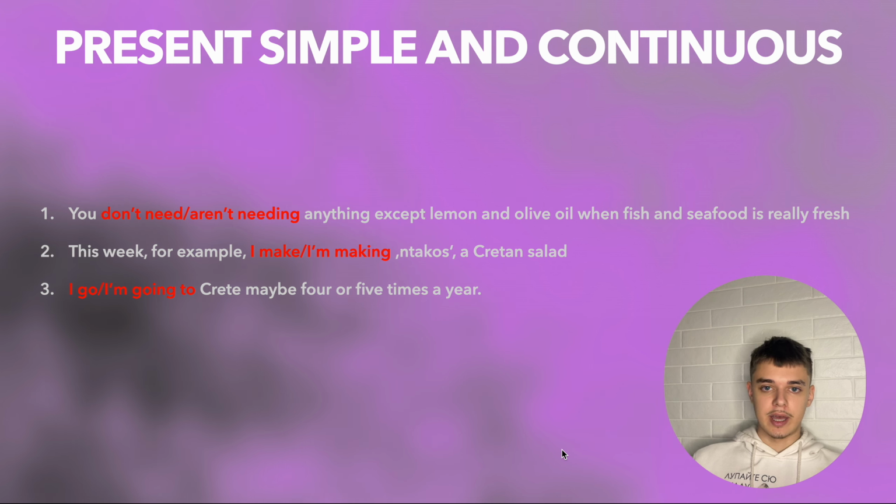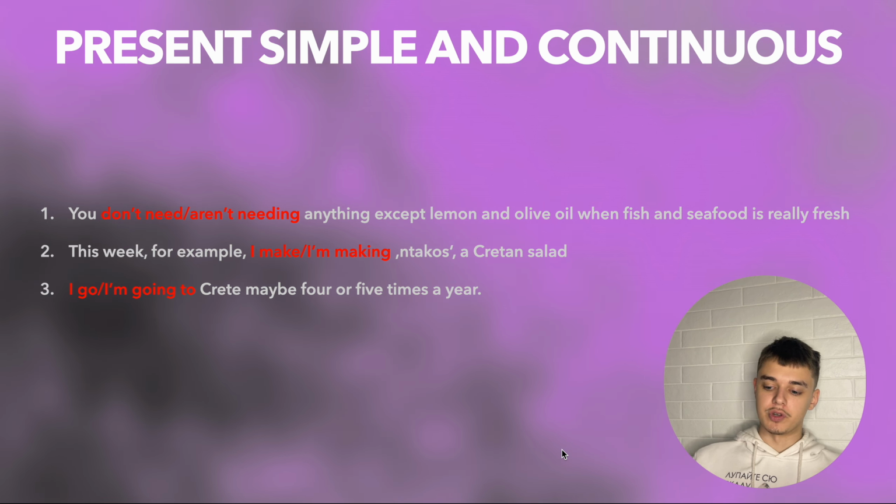Present simple and continuous. So let's choose one of the options in red. Stop the video, think about it, and I'm going to read it after it. So in the first, we need to choose don't need. You don't need anything except lemon and olive oil when fish and seafood is really fresh. You don't need. We cannot use state verbs in present continuous. I think you remember about this.